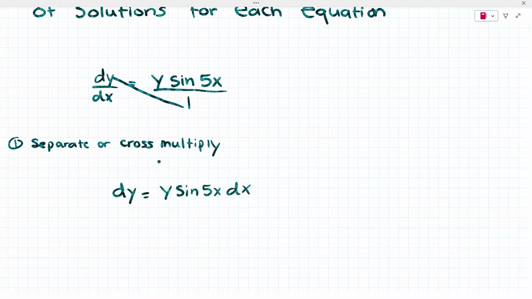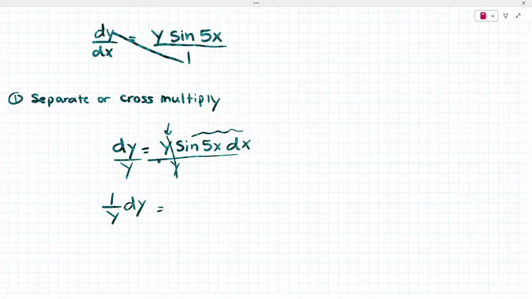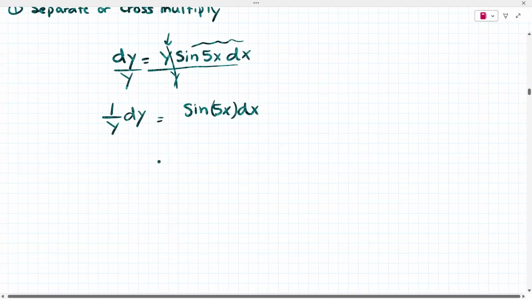Then what you want to do is get all the y's and all the x's on one side. So maybe I can get rid of this y and move it to the other side. To do so, I'm going to divide both sides by y, and that cancels. Over here, this is good because this is sine of 5x, so that's x. On the left side, dy over y can also be expressed as 1 over y dy. Over here, it's just sin of 5x dx. Now that we have all the y's and all the x's on one side, step 2 is integrate.